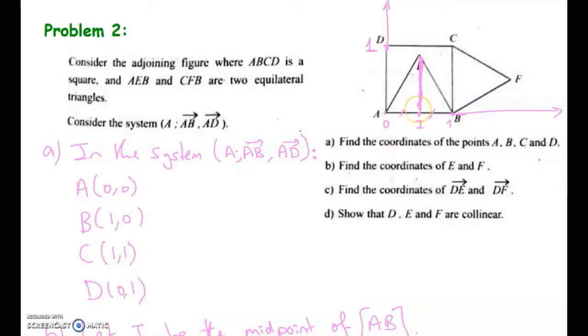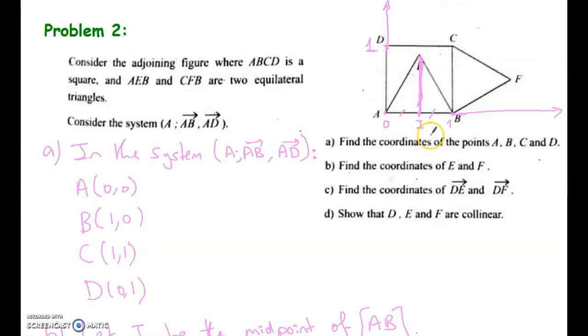Can I write IE as a vector in terms of AD? Yes, because they are parallel, so they have the same direction. So they are collinear vectors. But what's the multiple? So IE is equal to what multiple of AD? This is the question that we need to answer now. How do we find IE?